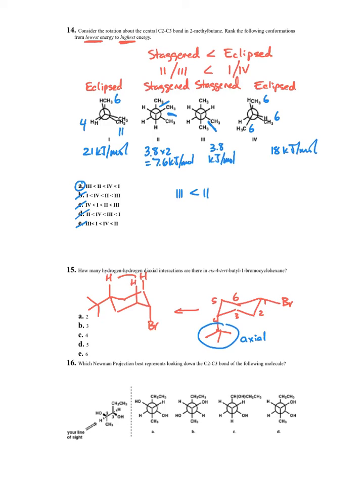Here's an axial hydrogen. There's 2. There's 3 on the top face, so let's keep track, 3 there. Now on the bottom face you have hydrogen here, and you only have another one here, so that's an additional 1. So the correct answer for this is C, which is 4.